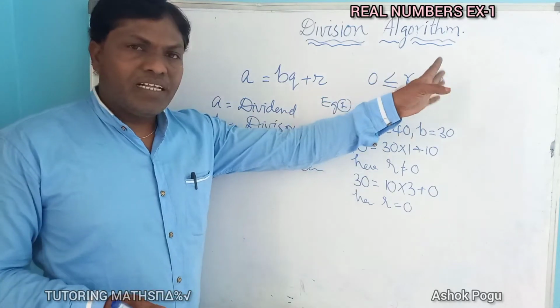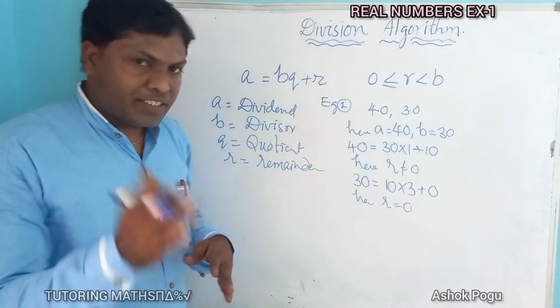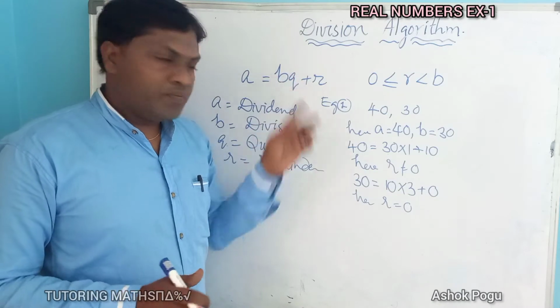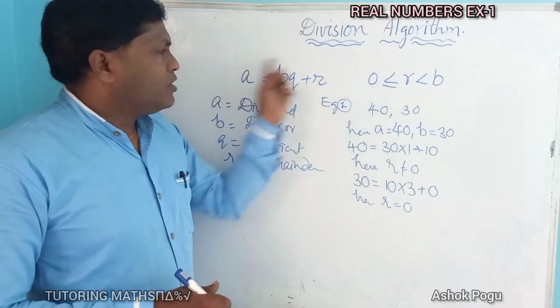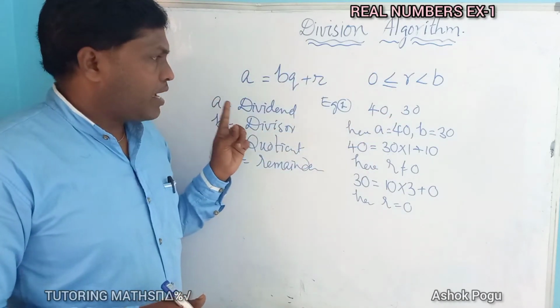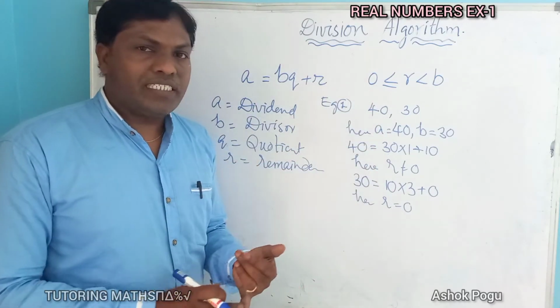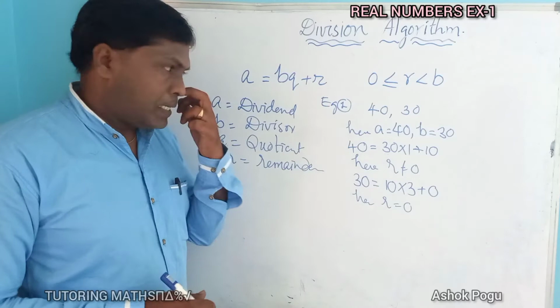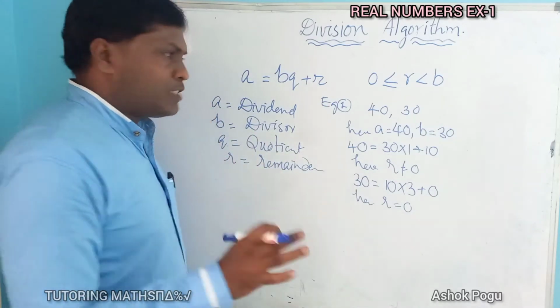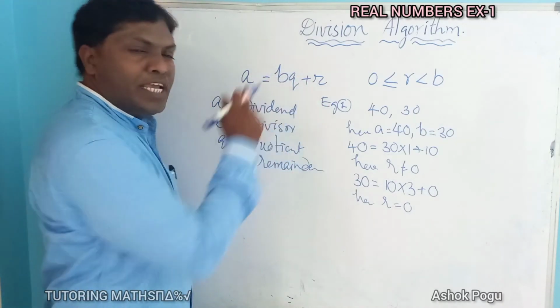If it is greater, then we go for next table, as you know, division algorithm. Yes, so this is called Euclid's division lemma, and with the help of this method, let us start our first exercise questions. And once again, let me explain. Here a is equal to bq plus r.